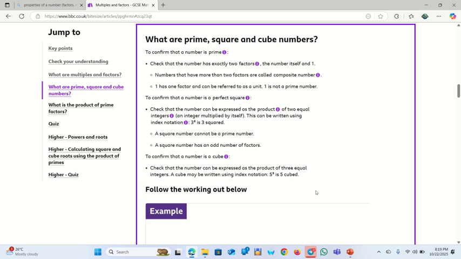Confirm that a number is a cube. Check that the number can be expressed as a product of integers. A cube, index function.